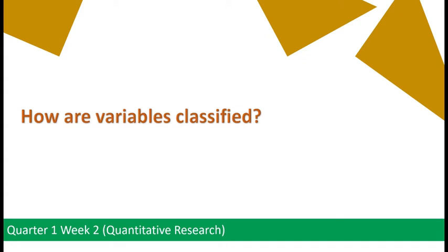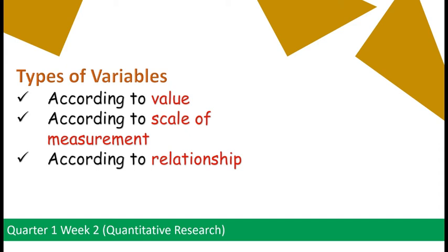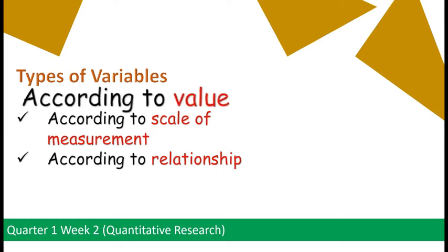So how are variables classified? Variables can be classified into three, based on how they are going to be used in research. They may be classified according to value, the scale of measurement used, and the relationship they take in an experiment or procedure. Let us first get to know the first classification of variables, the variables classified according to their value.